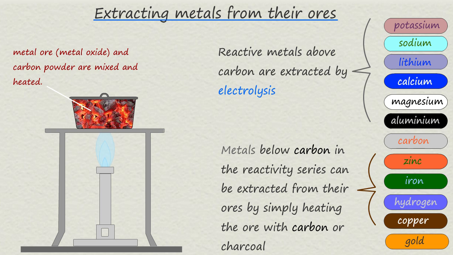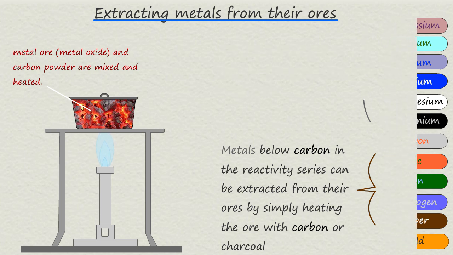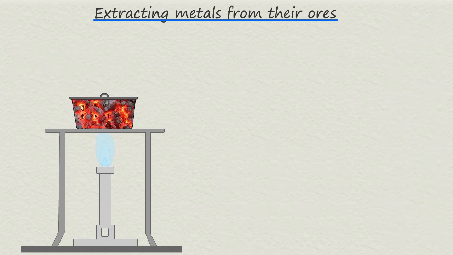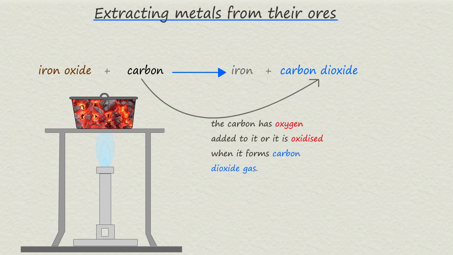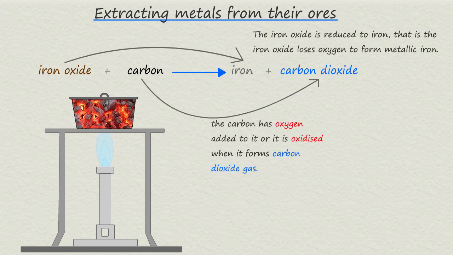Now, many metal ores contain metal oxides, and here the carbon will reduce the metal oxide. That is, it will simply remove oxygen from the metal oxide to leave the metal. For example, an equation for the reduction of iron oxide using carbon is shown. Here, carbon is oxidized to form carbon dioxide, and the iron oxide is reduced to form metallic iron.